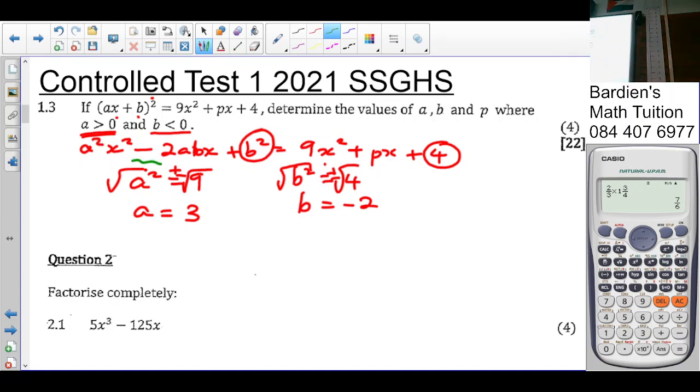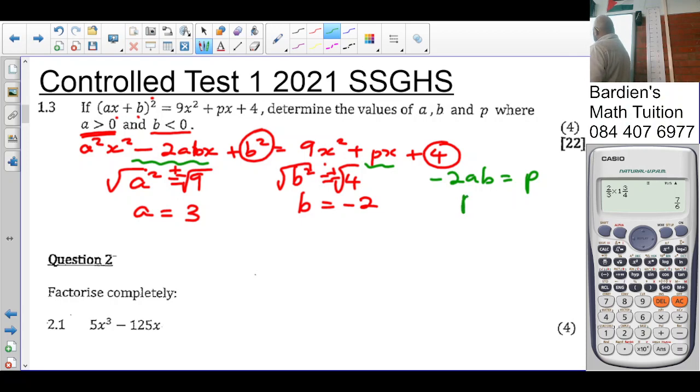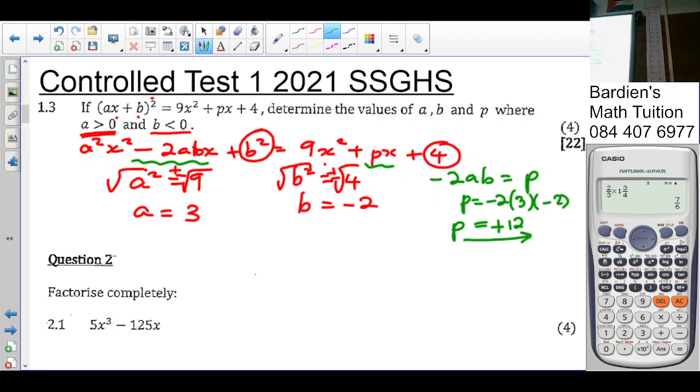Let's go with this here. That one there and this one. We got 2ab is equal to p. So you've got p is equal to 2 times a times b. What's your a value? 3. And my b value? Negative 2. So it's going to be negative 12. Okay? p is equal to negative 12. We got this one right?